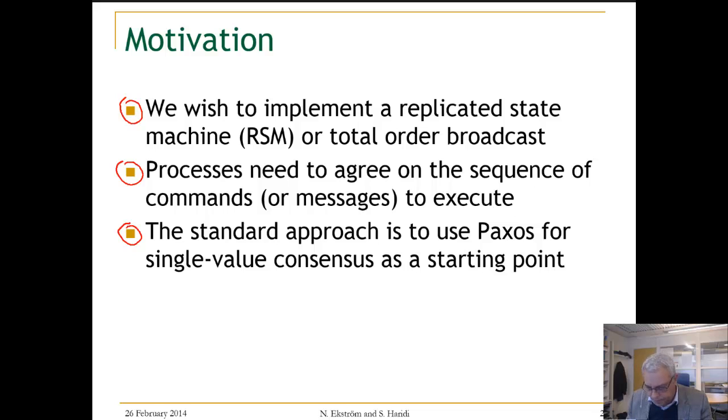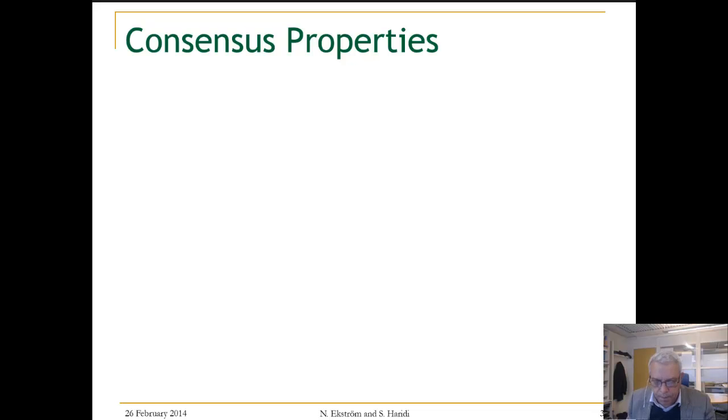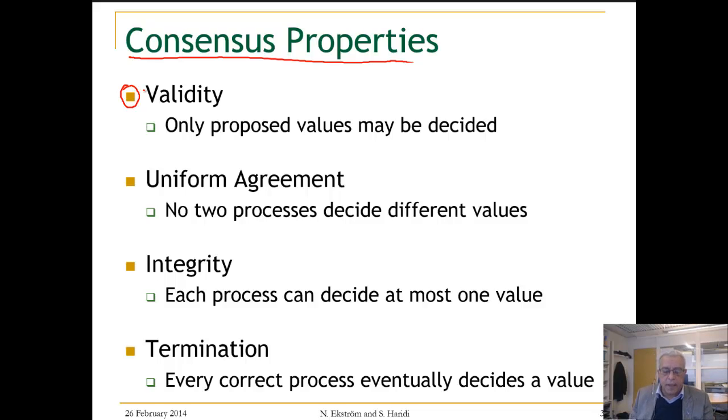So let us remember single value consensus, and its properties. The first property is called validity, which says the decided value should be one that is proposed. Uniform agreement, which says no two processes decide different values, or all processes have to basically agree or decide on the same value. Integrity, which says that any process decides only once, and termination, which says every correct process eventually decides a value.